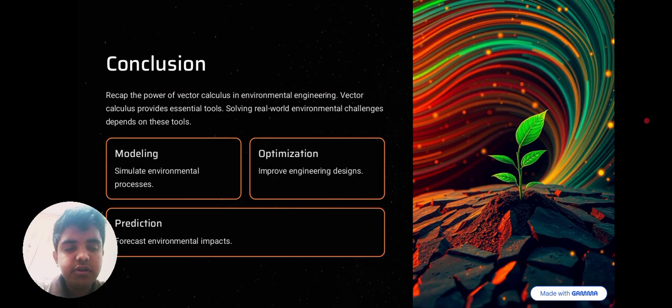Let us conclude. The conclusion is a recap of the power of vector calculus in environmental engineering. We can use vector calculus in our surrounding environment also. Vector calculus provides essential tools for solving real-world environmental challenges that depend on these tools. First one is the modeling. This simulates environmental processes. Second one is the optimization. Improve engineering designs. Third one is the prediction. Forecast environmental impacts.